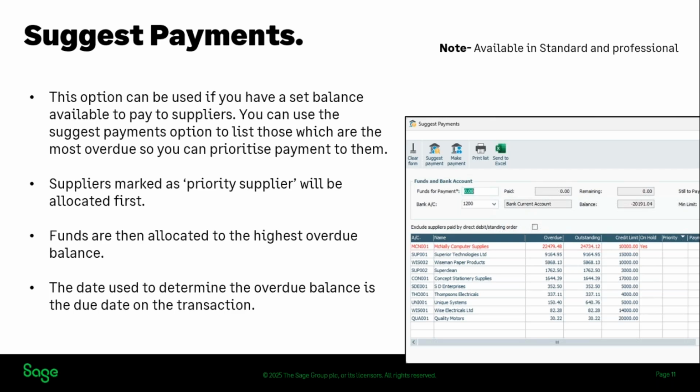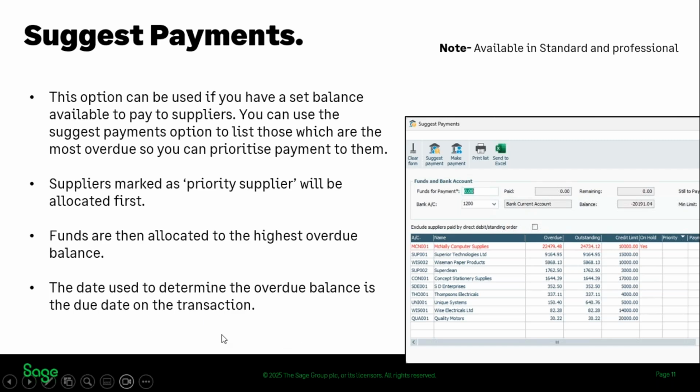And it takes certain things into account here. So first of all, priority suppliers. You might not know, but you can mark some suppliers as a priority. You might want to mark them as a priority because you want to maintain a good relationship with them, or it may just be that you've got different terms with them, so you need to make sure that they are always paid first. And you can mark them as a priority supplier, which I'll show you in just a moment. But then after that, it will allocate funds to the highest overdue balances. So it's looking at the highest overdue balances, not the oldest overdue, just the highest overdue balances.